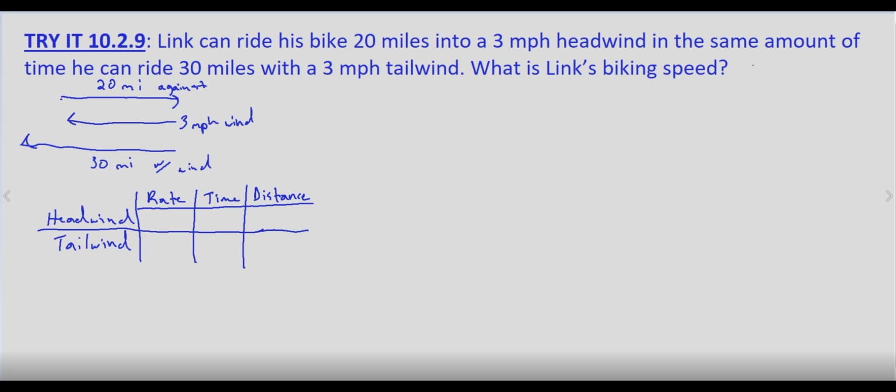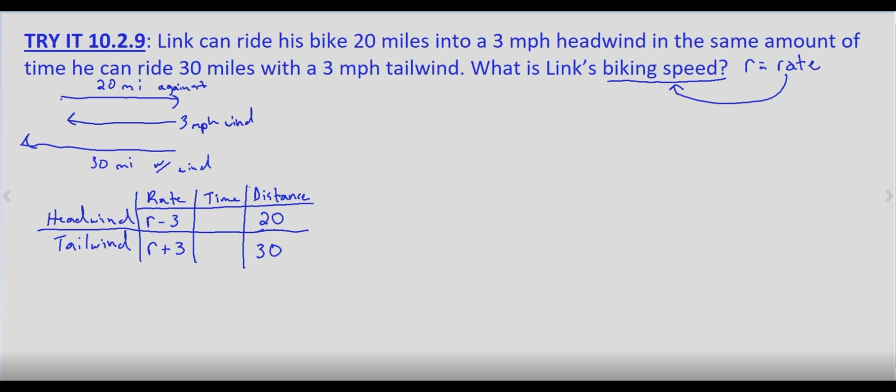So let's go ahead and we'll call his rate, his biking speed, R. Now, if he's going into the wind, his rate is going to be slower by the speed of the wind. So his rate with a headwind is going to be R minus the speed of the wind, 3 miles per hour. Tailwind, it's going to be the opposite, his rate plus the speed of the wind. And in the headwind, he travels 20 miles, and in the tailwind, he travels 30 miles.